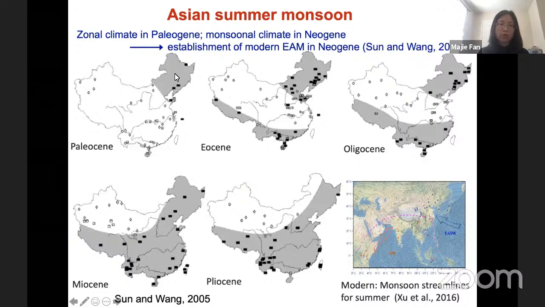So in this figure, the gray zone basically represents the relatively wet climate, okay? And then the white area represents the arid zone. Okay, so we see during the Miocene time, this pattern of a wetter climate in southern and eastern China started, and that persisted through Pliocene. And we see that this pattern is pretty much similar to today, that the region in southern and eastern China is impacted by the Southern Asian monsoon and the Eastern Asian monsoon.